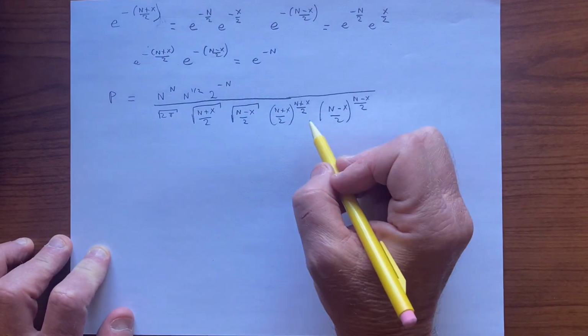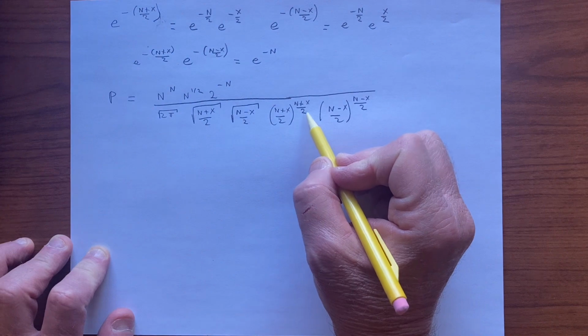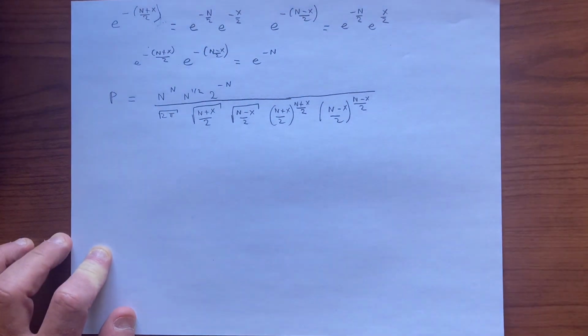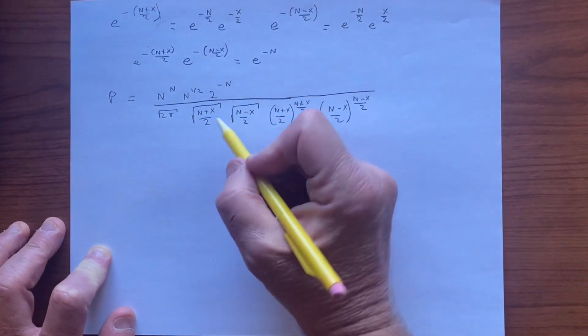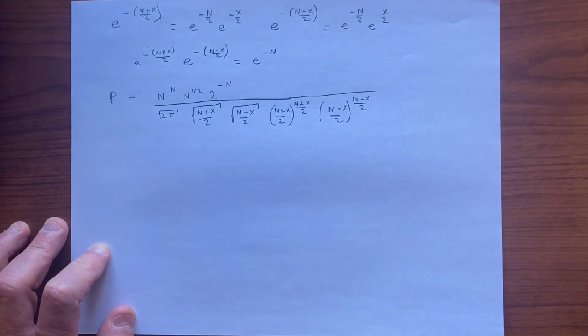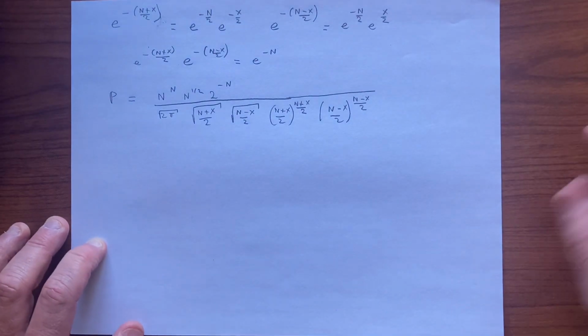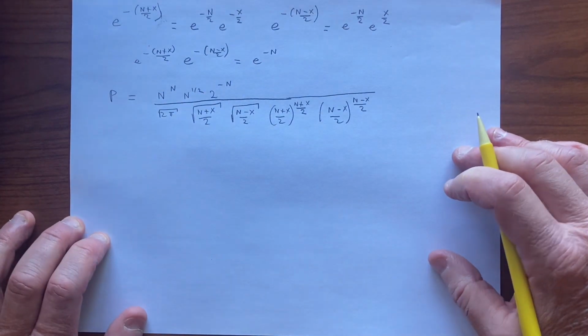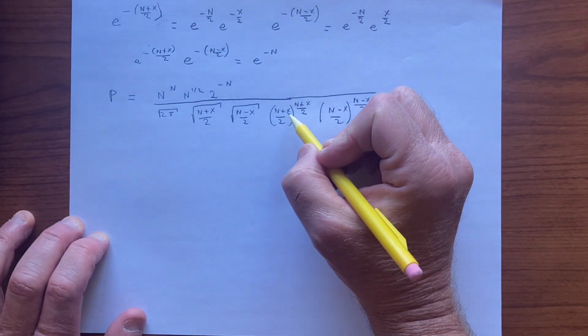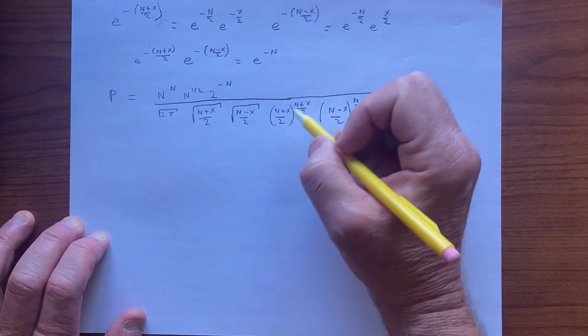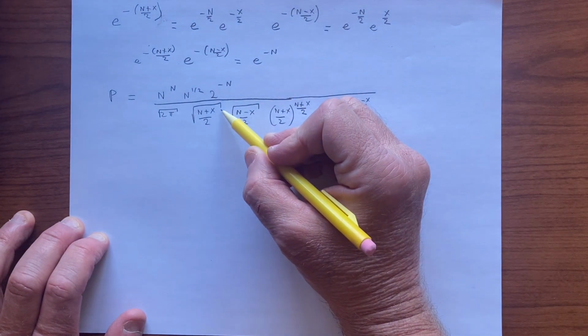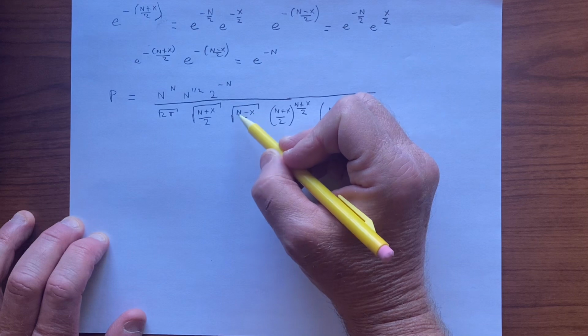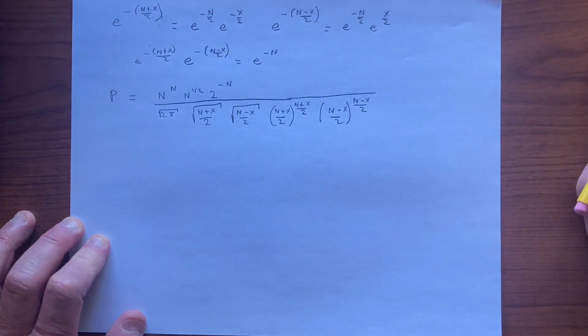Okay, so we can combine, we have a power of n over 2, and then we have a power of x over 2. And then we have a power of 1/2. And so we can simplify this expression further. We have an (n plus x)/2 to the 1/2 times this to the 1/2.